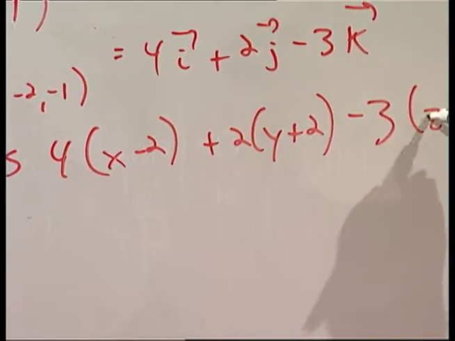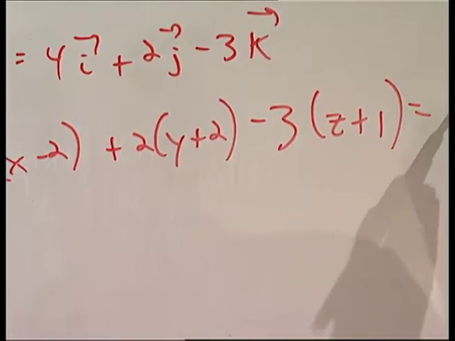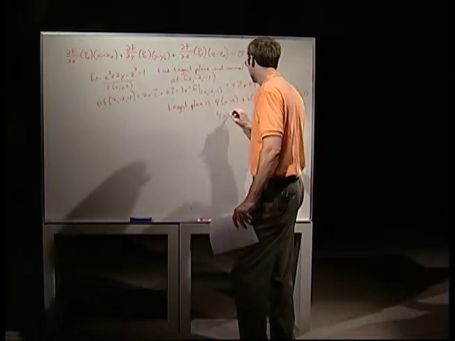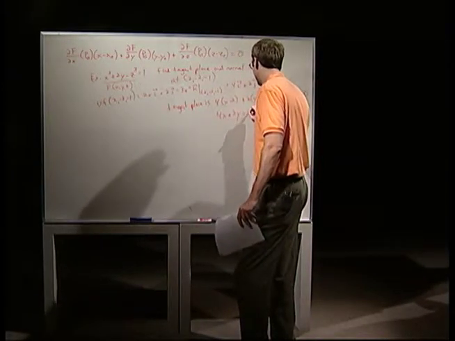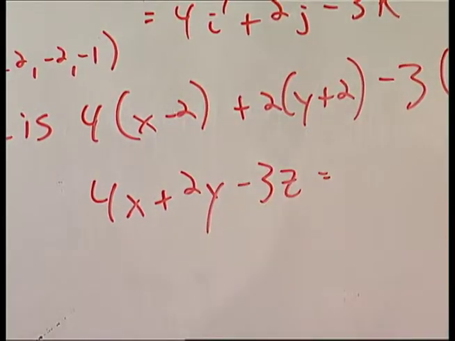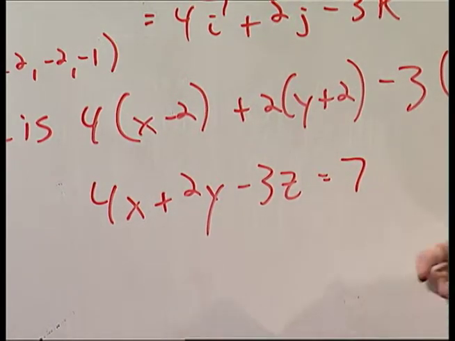Minus 3z plus 1 equals 0, and that's 4x plus 2y minus 3z. That's a negative 8. Positive 4 makes a negative 4. Negative 3 makes a negative 7. So you get the equation equal to 7. That's what I have. Good.